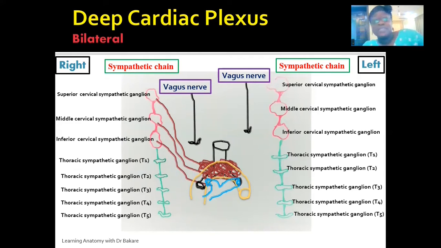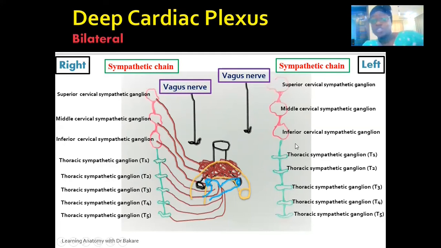Then inferiorly, we have the thoracic sympathetic ganglia. So we have T1, T2, T3, T4, and T5. So you can see that all the thoracic ganglia are also taken up. So on the right side, we have contributory branches from all the cervical sympathetic ganglia and also all the thoracic sympathetic ganglia. Remember that for the superficial cardiac plexus, we only have contribution from just the left side. So the deep cardiac plexus is a bilateral plexus that is formed from contribution from both the right and the left side. So this is on the right side.